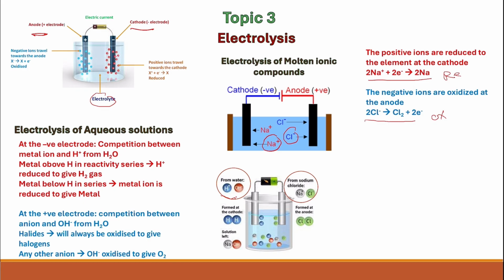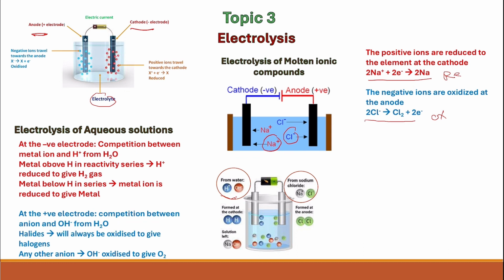A metal above the hydrogen in the reactivity series will not be reduced. So if you have a metal like sodium, like iron, in the electrolyte, then the hydrogen is the one that's going to be reduced at the negative electrode, and the product will be hydrogen gas. And if the metal is below the hydrogen in the reactivity series, mostly the copper, then it's the one that is going to be reduced at the negative electrode to give you the copper metal.